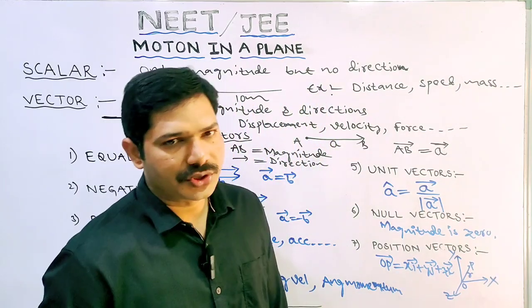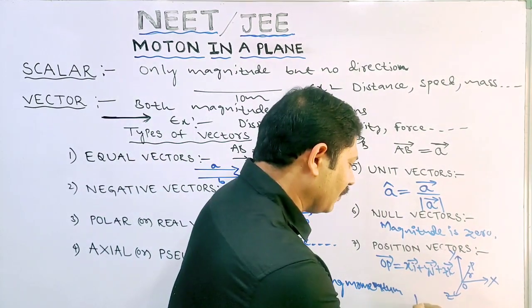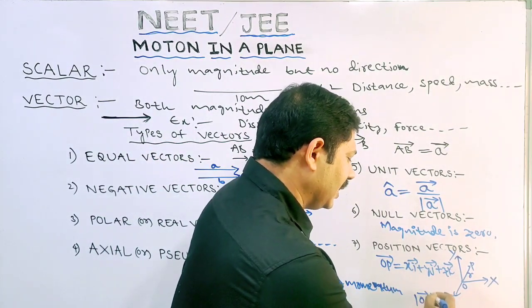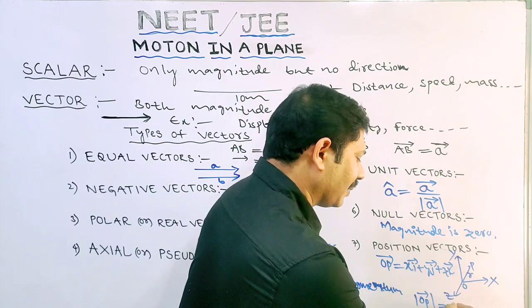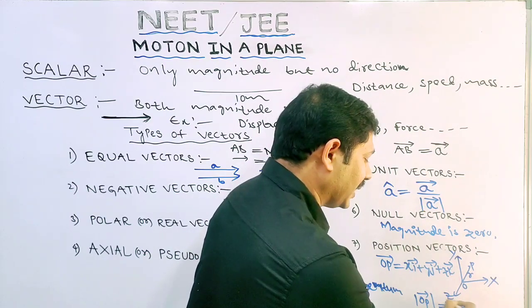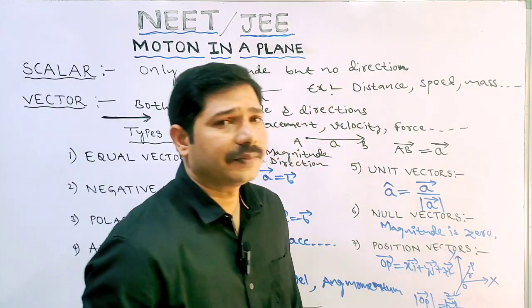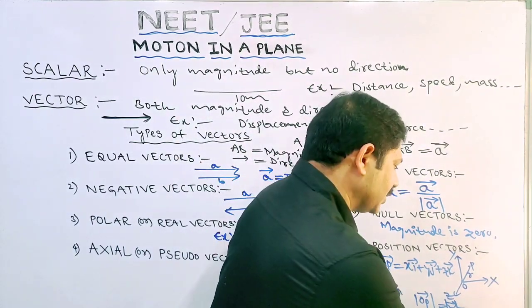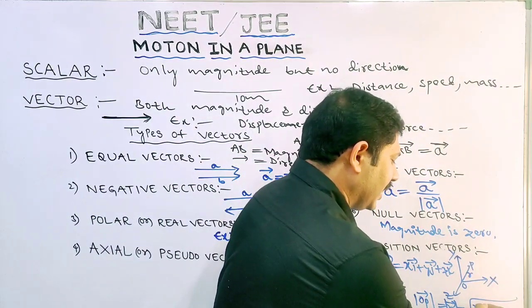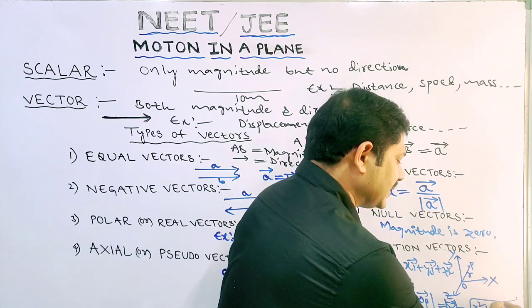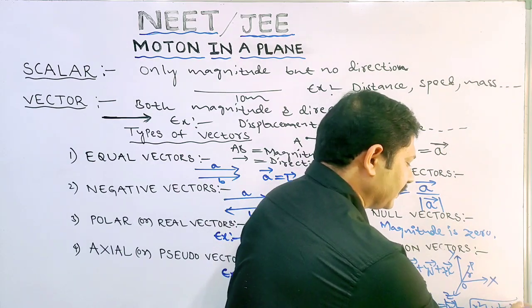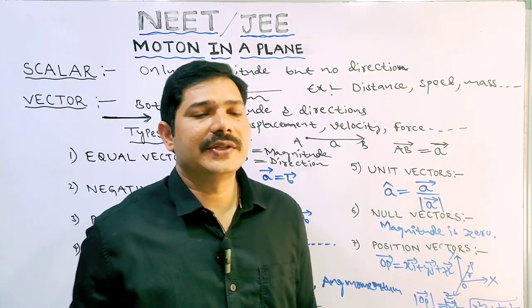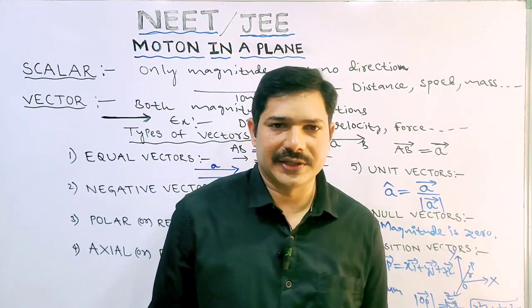This magnitude, how to write? Mod of OP bar, or simply mod r bar, is equal to, we can write, under root x square plus y square plus z square.